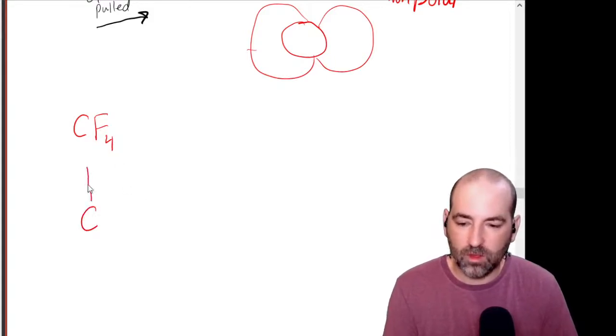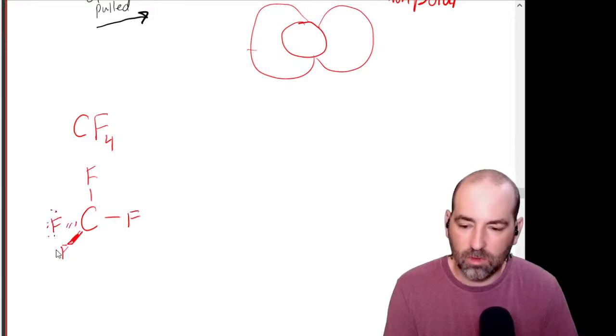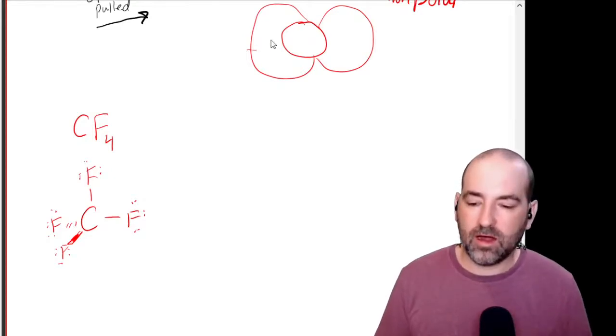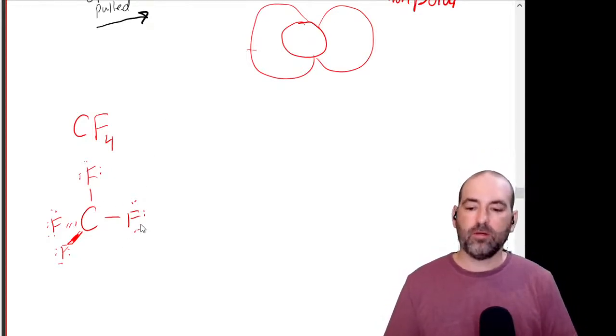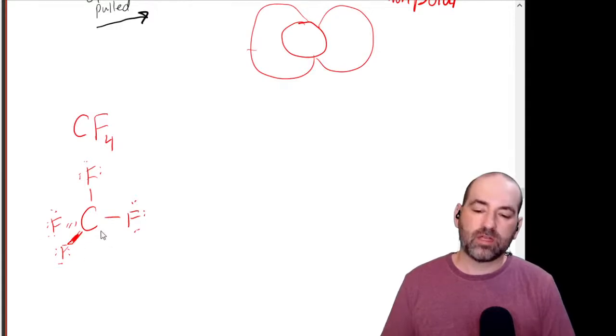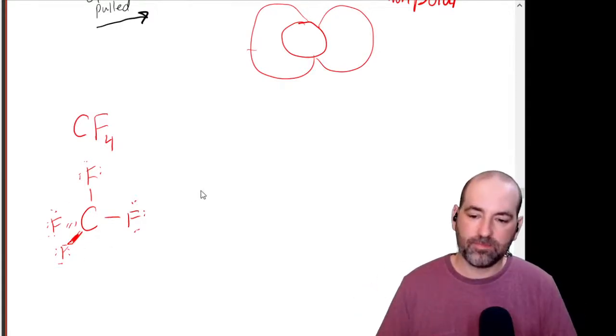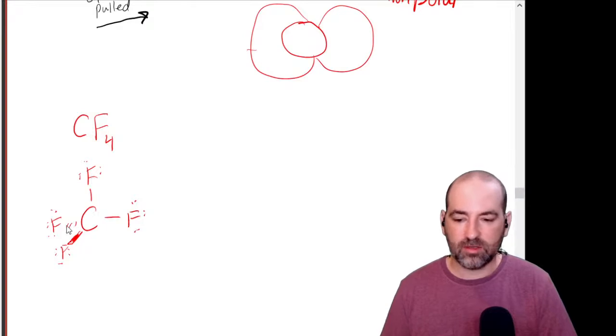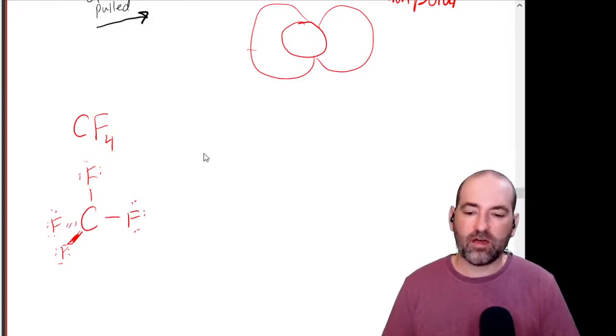CF4 is tetrahedral. Here's our Lewis structure showing the geometry. This one can be kind of hard to see, but the CF bonds are indeed polar. Because the tetrahedron is perfectly symmetrical, these all end up canceling each other out. So you have electrons pulled this way, this way, this way, this way. That all cancels itself out, and so the overall molecule is again nonpolar.